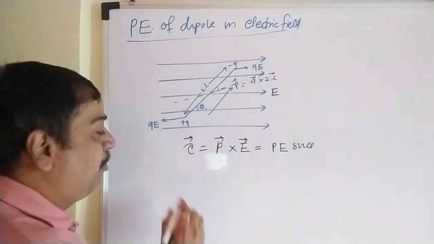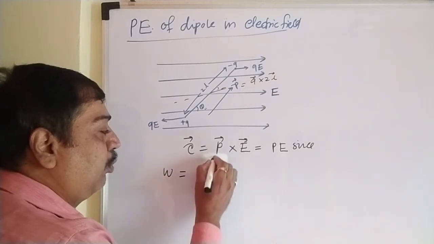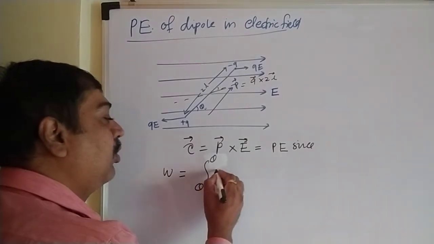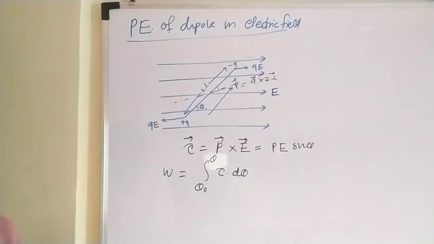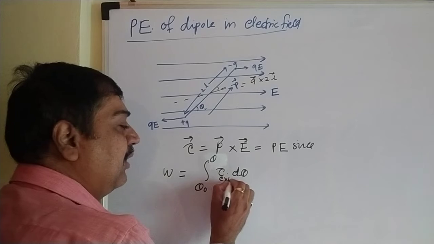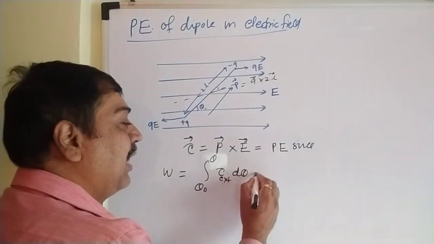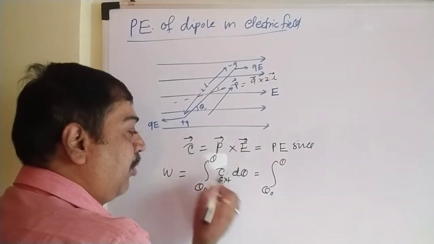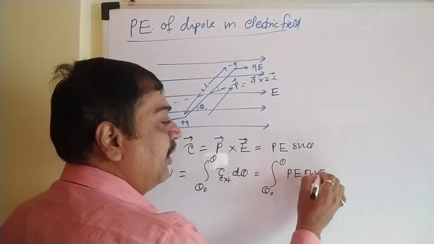Now that can be found out by the work done, W equal to the integration from theta 0 to theta of the torque tau d theta. In your book they have used tau external. This tau external and this tau are both the same. So tau external d theta can be written as the integration from theta 0 to theta, putting in the value of tau external, which is the same as tau. So it is PE sine theta.